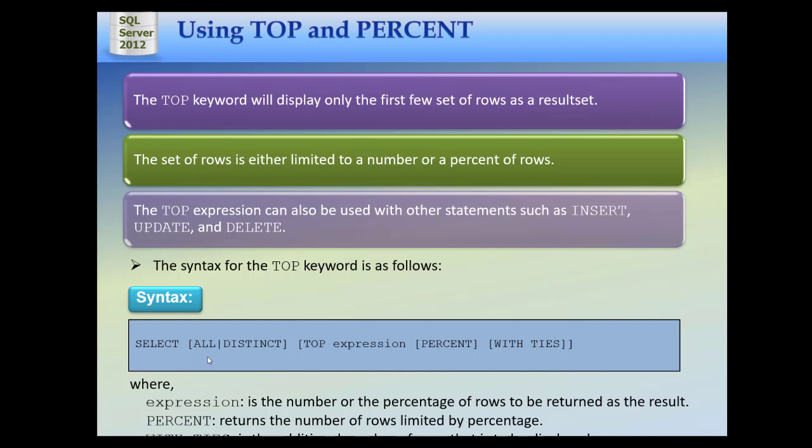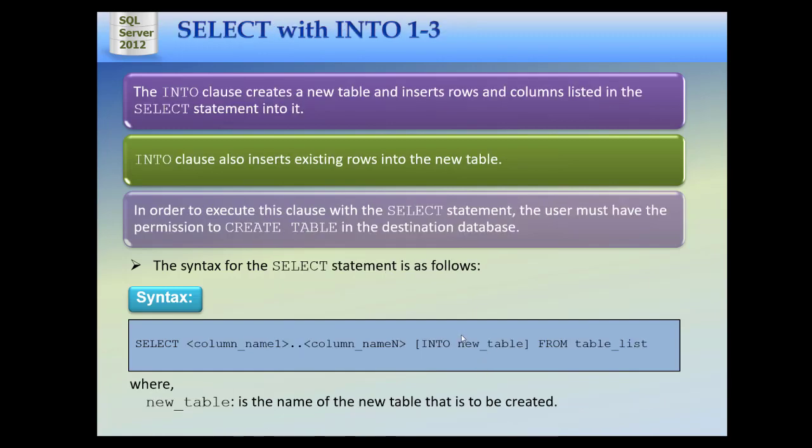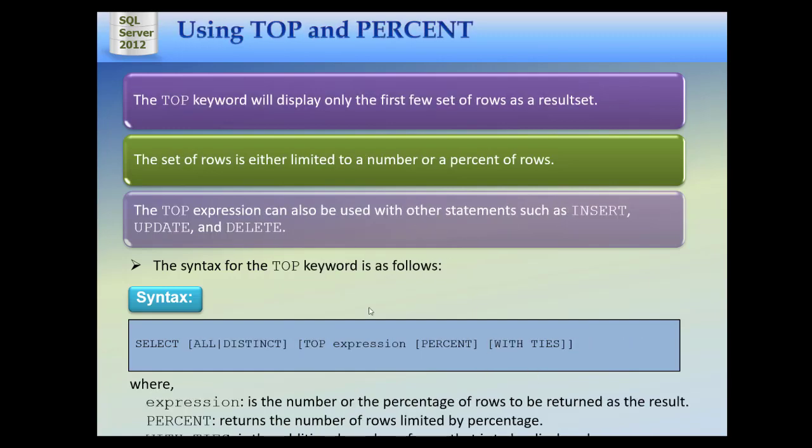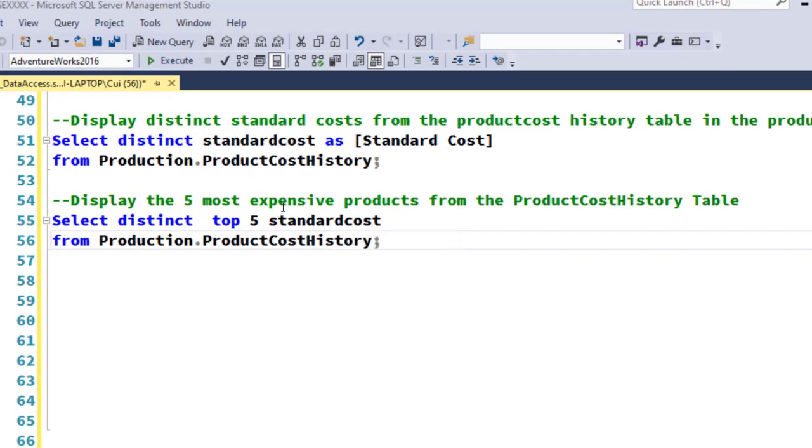Select either all or distinct, then top either percent, or you can use top 20%. This is optional, and then with ties. Now, this is what I want to explain. With ties is the additional number of rows that is supposed to be displayed. Let's see if we can get an example very quickly. Just one moment. Now, you can see the purpose of this query.